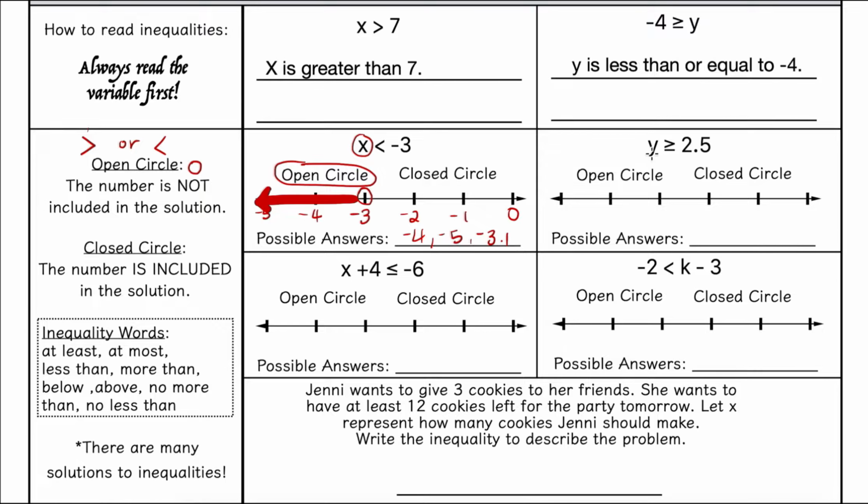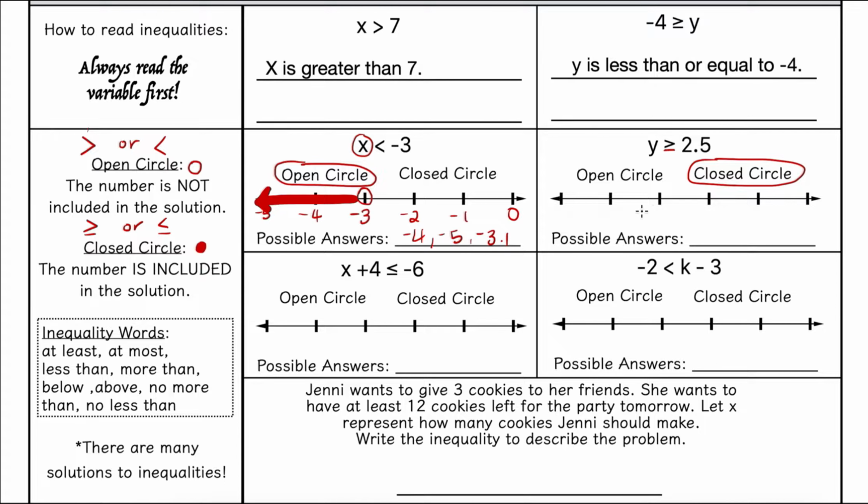In this case, we have y is greater than or equal to. When you have greater than or equal to or less than or equal to, your circle is closed. We have our closed circle, and that means the number where the circle is located is included in the solution. So for example, if we have y is greater than or equal to 2.5, this is a closed circle, because the equal to means to include 2.5.